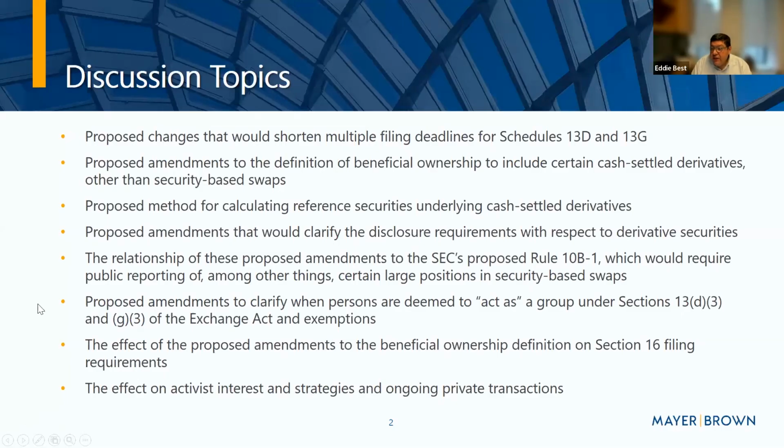Thanks for joining us today to discuss the SEC's recent proposed amendments to the rules governing Schedules 13D and 13G. During the next 60 minutes, we will cover proposed changes that would shorten multiple filing deadlines for Schedules 13D and 13G, proposed amendments relating to how cash-settled derivatives and swaps are treated vis-a-vis Section 13D reporting, proposed amendments to clarify when persons are deemed to act as a group under Section 13, the effect of the proposed Section 13D amendments to the beneficial ownership definition on Section 16 filing requirements, and finally, the effect on activist interest and strategies and ongoing private transactions. Next slide, please.